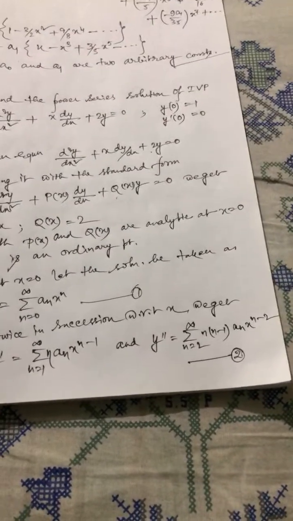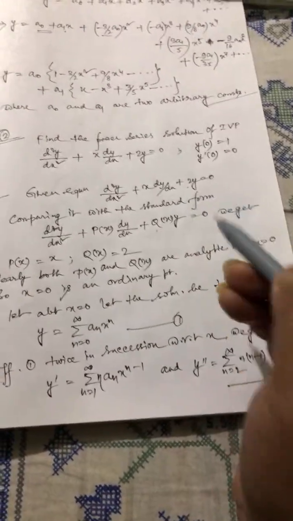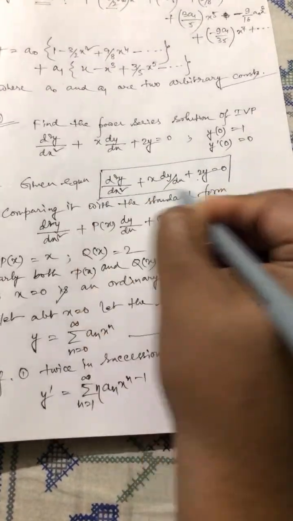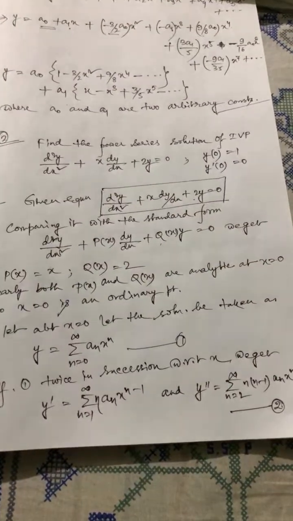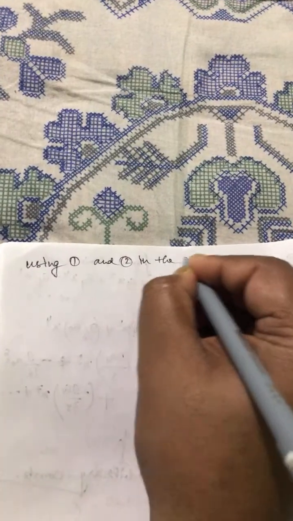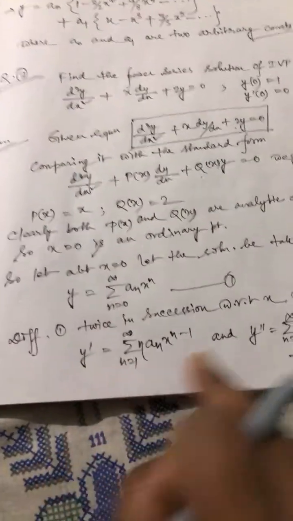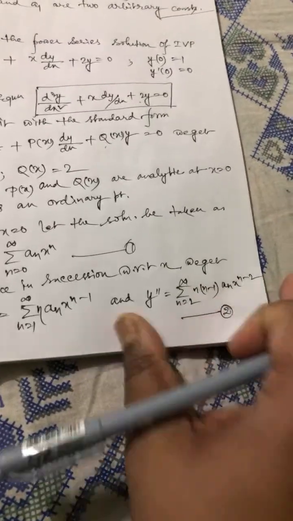Now once we have obtained the value of y, y dash and y double dash, we need to put these expressions in the main equation. Main equation means whatever is given to us, that is in this original expression. So you can write, using 1 and 2 in the given equation. What was the equation? d2y dx2, that means y double dash. So this expression should be used.